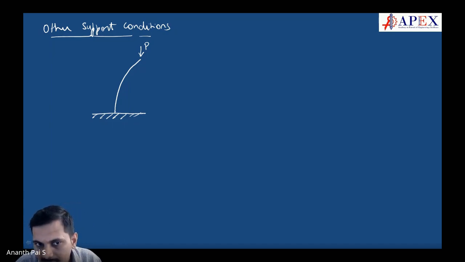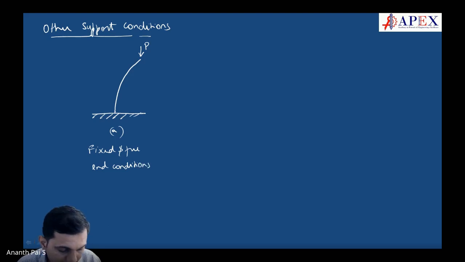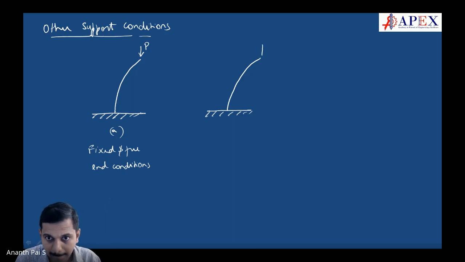Okay. So now this can be said. See, this is fixed free, right? This is fixed and free end conditions. We can have this as equivalent to two pinned joints. See, like this, we can have this being P, and then we can have it this way, having a pinned joint and a pinned joint.